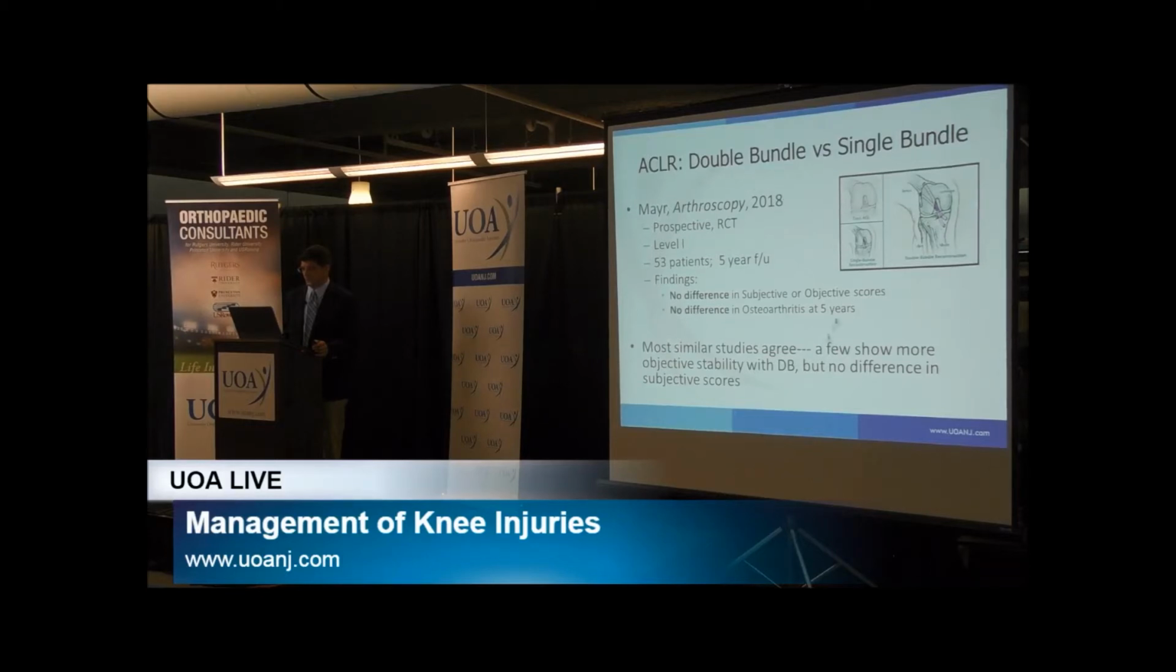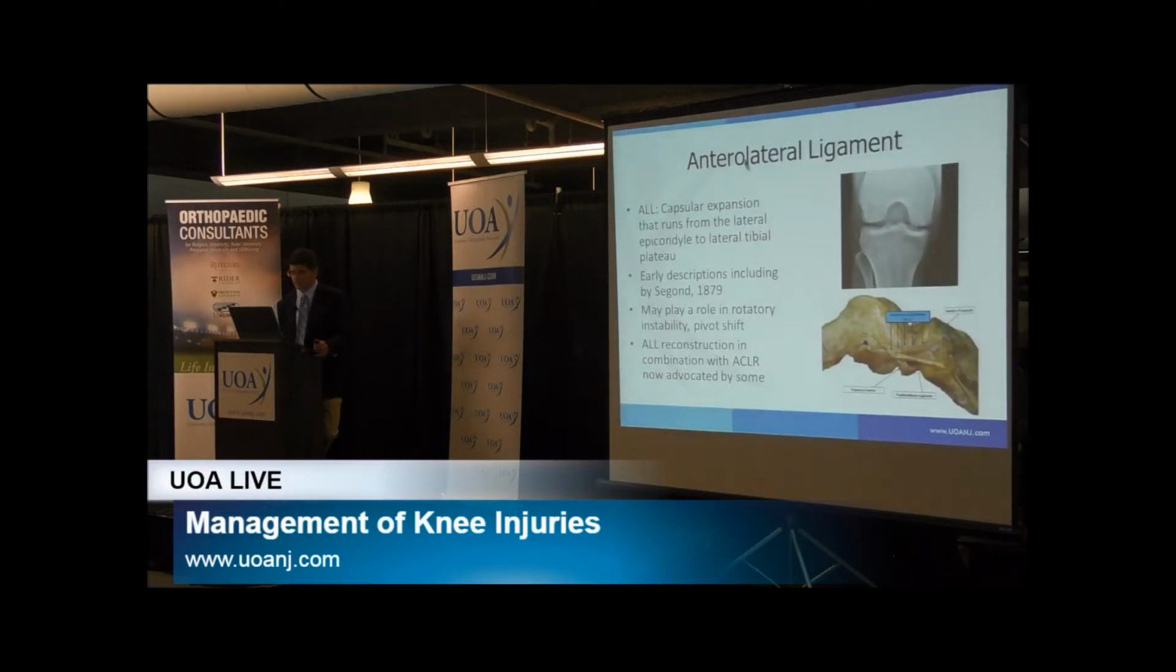And it sort of made sense, but many studies have shown that, including this level 1 study, as I said before, it's not that easy to get level 1 studies, randomized prospective controlled trials. Decent number of patients, good follow-up. They found no difference in subjective or objective scores, and no difference in arthritis at 5 years. Most studies would agree with this. There are a few that show perhaps better ligamentous stability with KT-type testing, but no subjective difference. So for the most part, we continue to do single bundles around here.